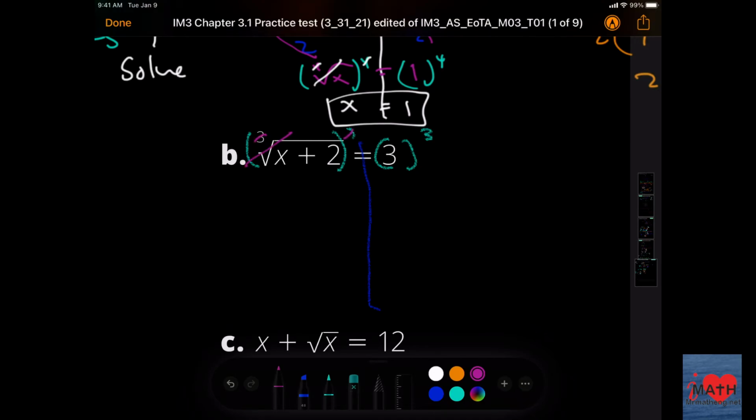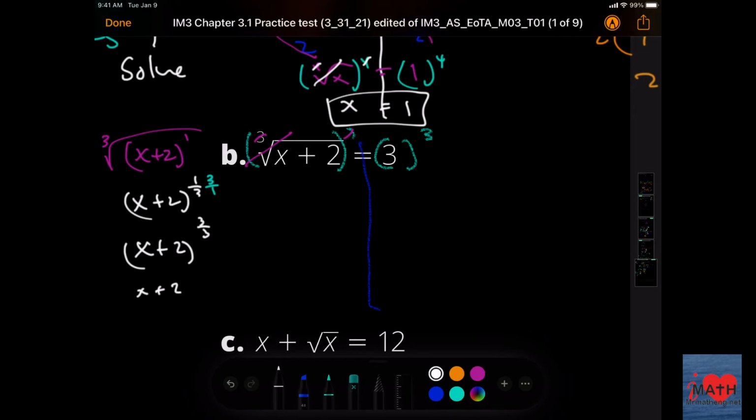Again, the reason why that works, if you're ever wondering: x plus 2 to the first power, to the third. If you write it as a rational exponent, x plus 2 to the 1/3, and then you multiply it by 3, 3 over 3 is just 1. So you're just left with x plus 2. Does that make sense? Hopefully that makes sense, because that's what's happening. So we're just left with x plus 2.